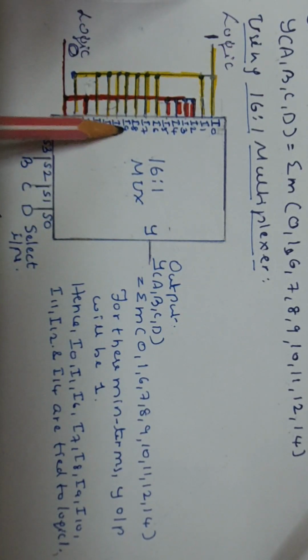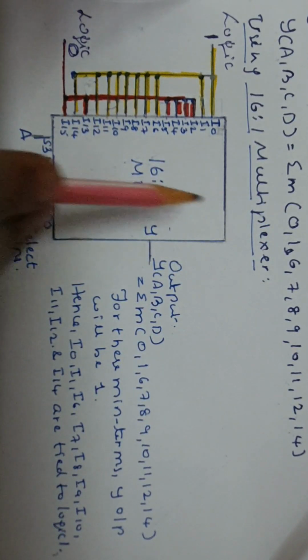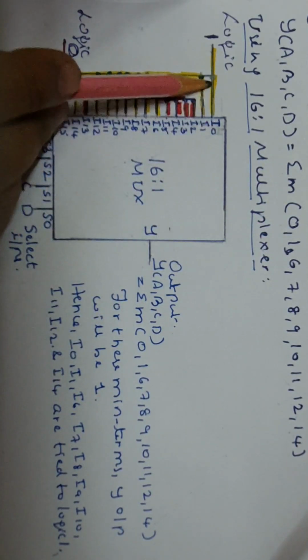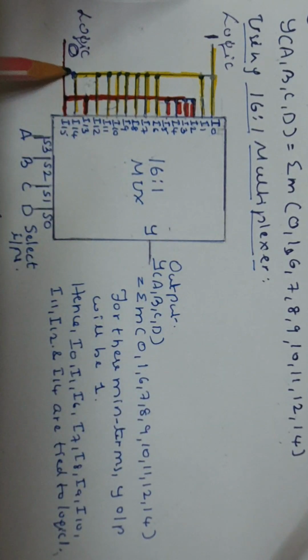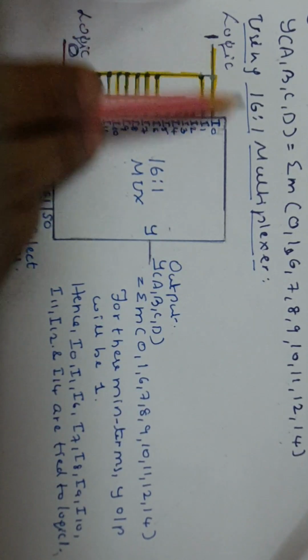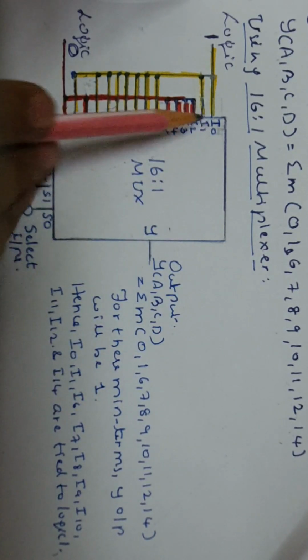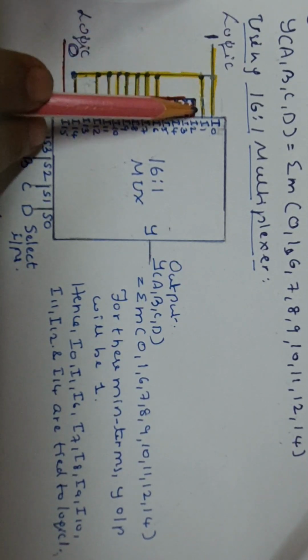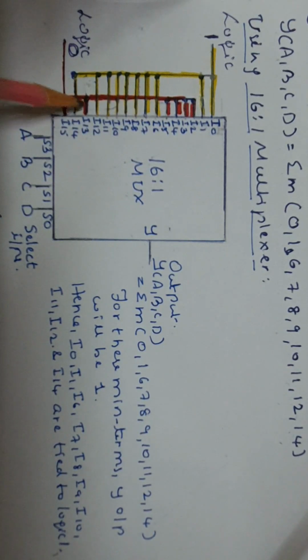Okay. Next, the sum of minterms means for those minterms the output is logic 1. So I0, I1, I6, 7, 8, 9, 10, 11, 12 and 14, which are given in the function, are all tied to logic 1. So these minterms are present in the function, which means for those inputs the output is logic 1. The remaining will be logic 0: I2, I3, I4, I5, I13, I15, which are not here. So they are all tied and given logic 0.